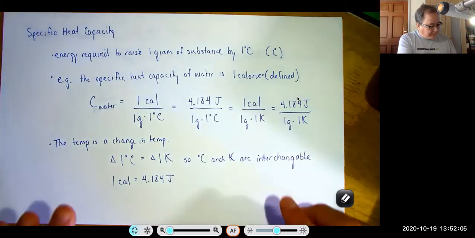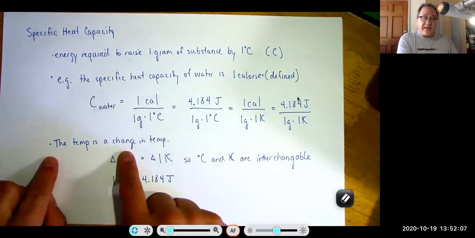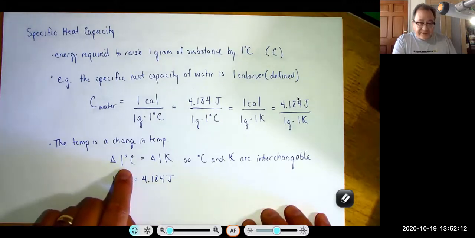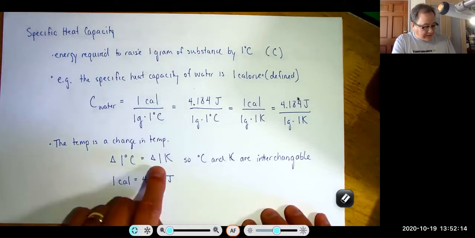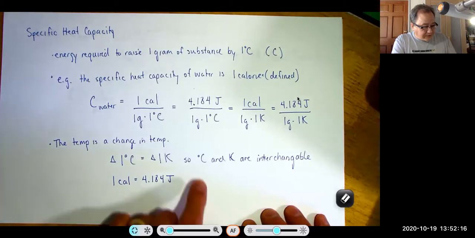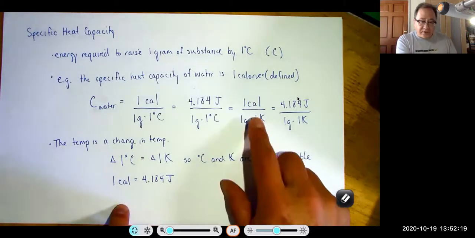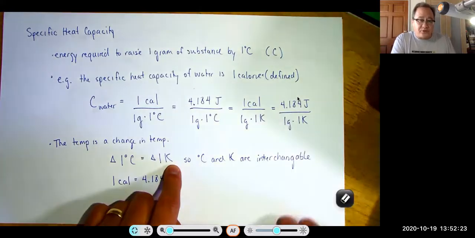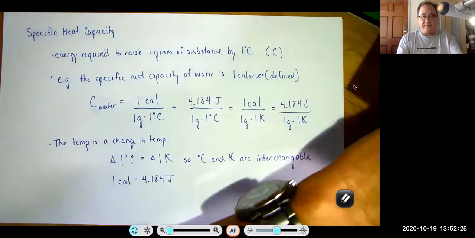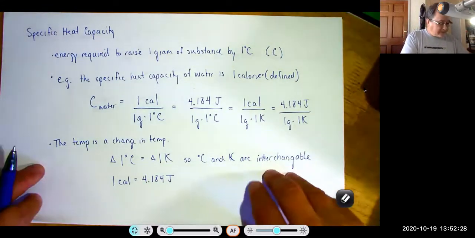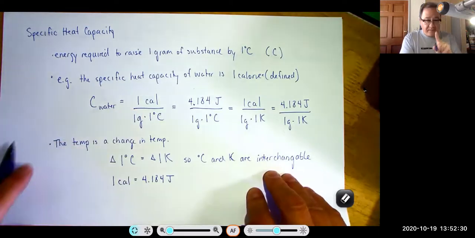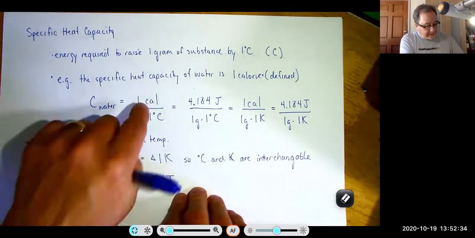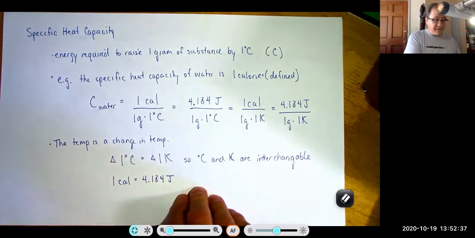Now, it turns out that the temperature is really a change in temperature. So 1 degree Celsius change is the same as a 1 K change. So degrees Celsius and K are interchangeable. So we could also say 1 calorie per gram per Kelvin, or 4.184 joules per gram per Kelvin. This is a number you want to memorize. 1 calorie per gram per degree Celsius. Again, this has infinite sig figs because it is defined.